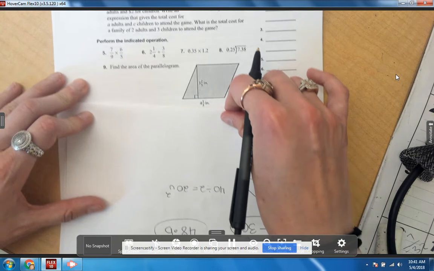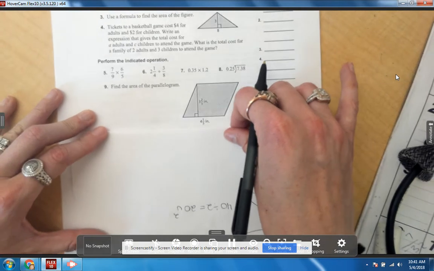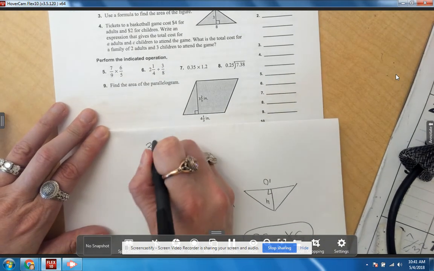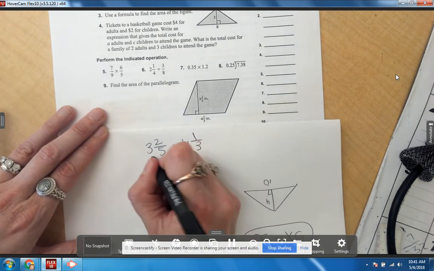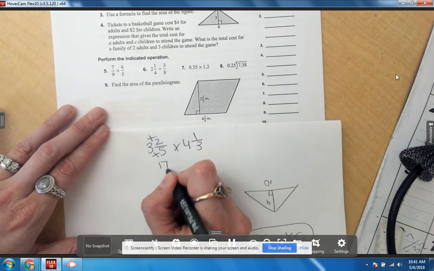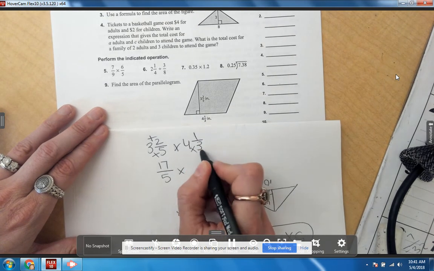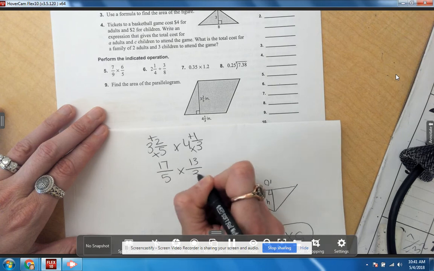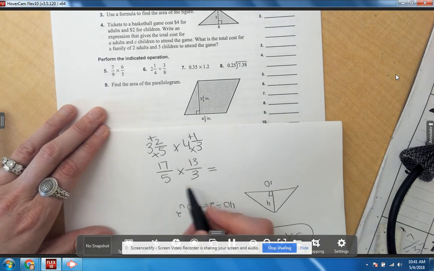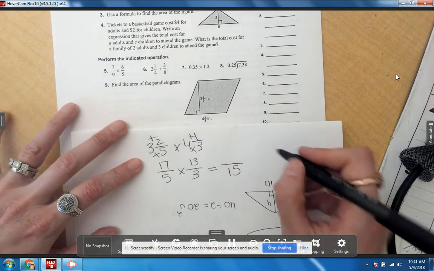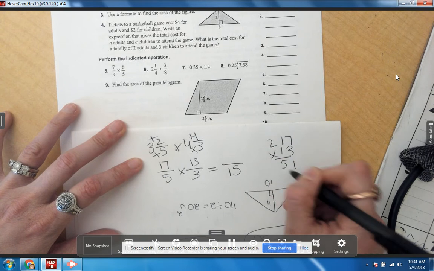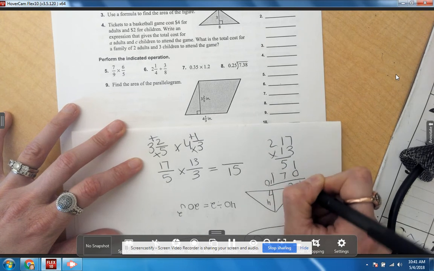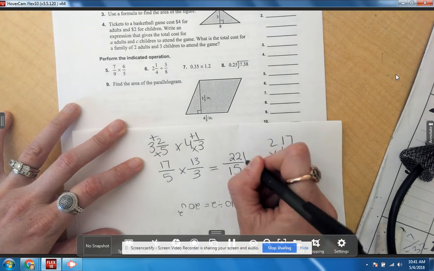Next part says find the area of the parallelogram. On your MCAS, you're going to get this formula. It's base times height. So I'm just multiplying the 2 numbers together. So I have to make them both improper. 3 times 5 is 15, plus 2 is 17, so 17 fifths. 4 times 3 is 12, plus 1 is 13, so 13 thirds. Unfortunately, for this one, I cannot cross cancel. There's nothing I could divide them by, so I'm just going to multiply out. So that's 15. And over here, I'm just going to do out 17 times 13. So that's 5. Start with 0, 7, 1. So 221 fifteenths. You can leave it improper.